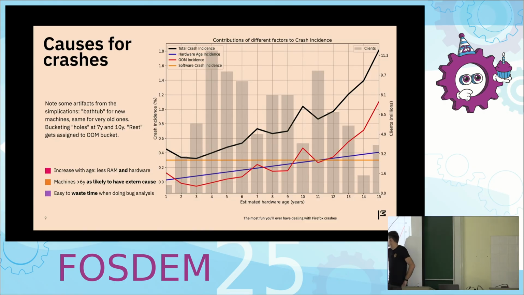This blue line is our estimate for hardware failures, out of memory problems. It also goes up as the machines get older, because older machines have less memory. But about here, we are at 0.3% crash incidence, which is what we estimate our own software failure level to be. But the total crash level at around 6 years of age also starts to go above 0.6. What this means is that if we get a crash from a machine that's 6 years old, it is as likely to be a crash from a cause external to Firefox. And if you now look at the same graph, there's actually a pretty long tail of our user base that are on such old hardware.